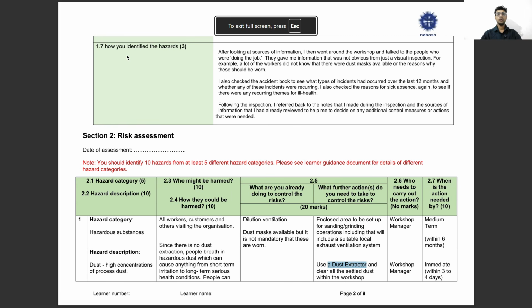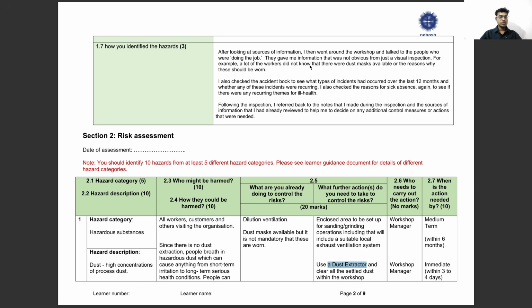Now we will see 1.7, that is how you identified the hazards. Now you can see, after looking at the source of information, I then went around the workshop and talked to the people who were doing the job. The examiner is asking you, how have you identified the hazards? For that, you should inspect the particular workplace, which means it requires a physical presence in which you take an inspection of that place. You do the visual inspection.